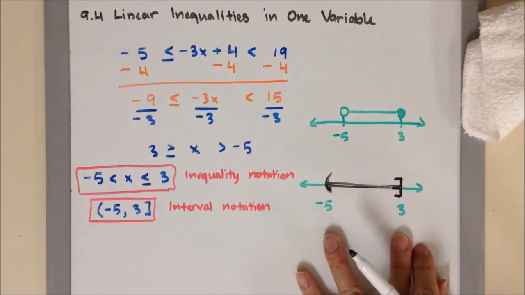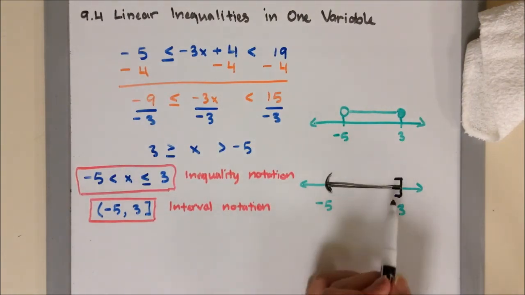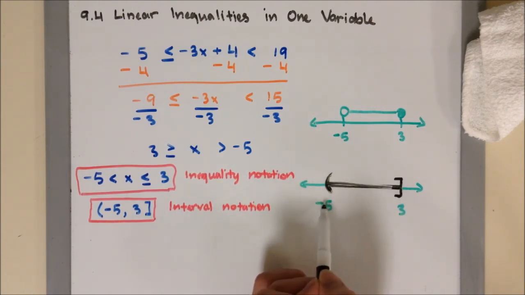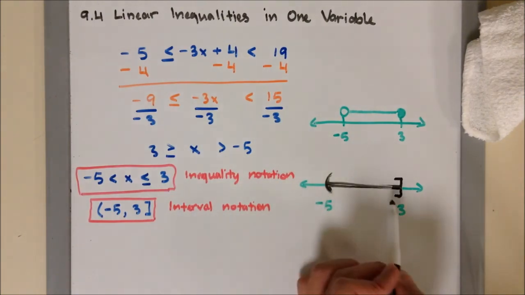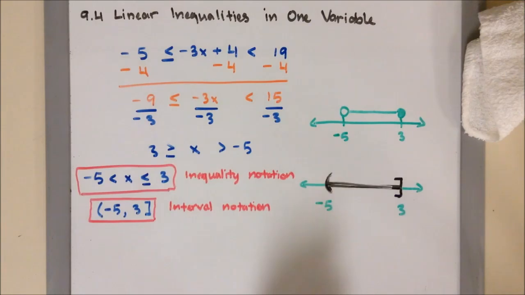Now here, you can tell me from the graph that the answer is between negative 5 and positive 3, including 3, because the bracket is on the 3, but negative 5 is not included because of the parenthesis. So either way, these two graphs are acceptable if you were to graph this on my test.